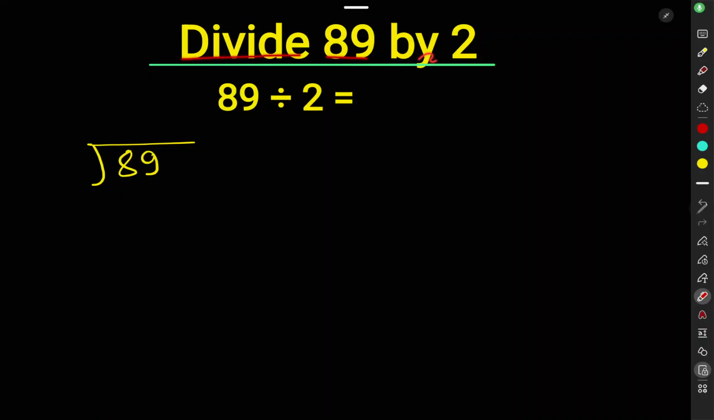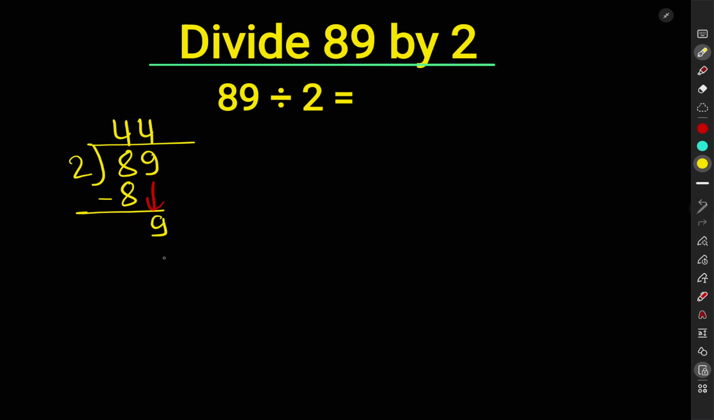Divide 89 by 2. So here we divide 89 by 2 in the long division method. So 2 times 4 is 8. On subtracting we get 0. And now this 0 is less than 2. So we bring down the number beside it, the 9, and we remove this 0.